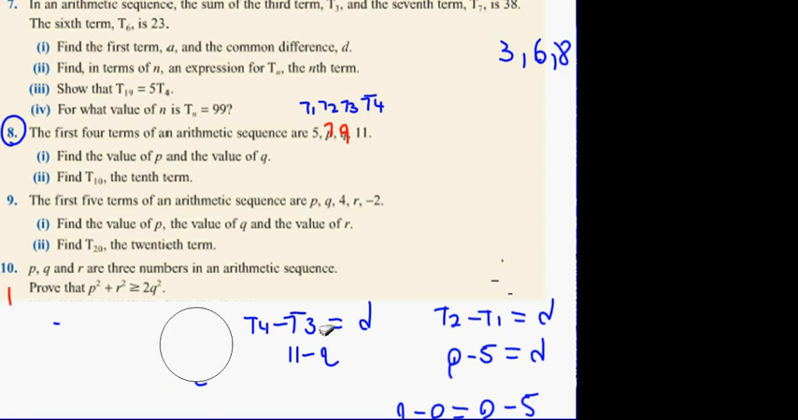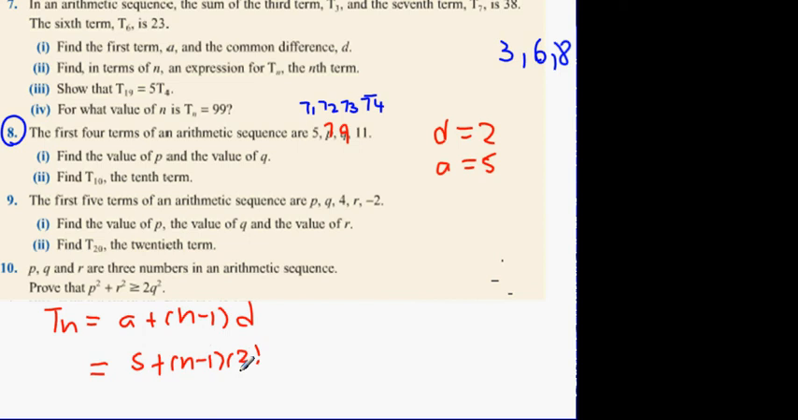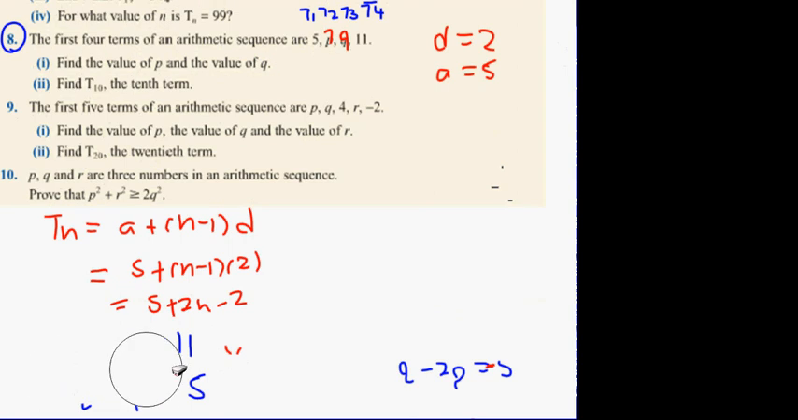Well, we know that A is 1. So Tn equals A plus n minus 1 times D. And what we know is that D is 2 because there's a gap of 2 between each one, and we know A is 5, so it's going to be 5 plus n minus 1 times 2, which is going to be 5 plus 2n minus 2, and that's going to be 2n plus 3.